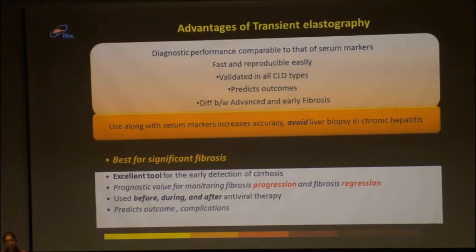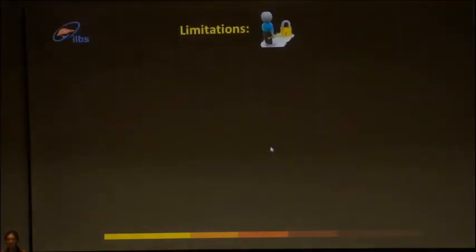Use along with serum markers increases your accuracy, so you can avoid liver biopsy in chronic hepatitis patients. It is the best for significant fibrosis markers only. It's an excellent tool for early detection of cirrhosis, and it has prognostic value for fibrosis progression as well as regression post-therapy. We must use it before, during, and after. It should use the same scanner and the same operator preferably, and that holds true for all modalities, and it will help in predicting outcomes.